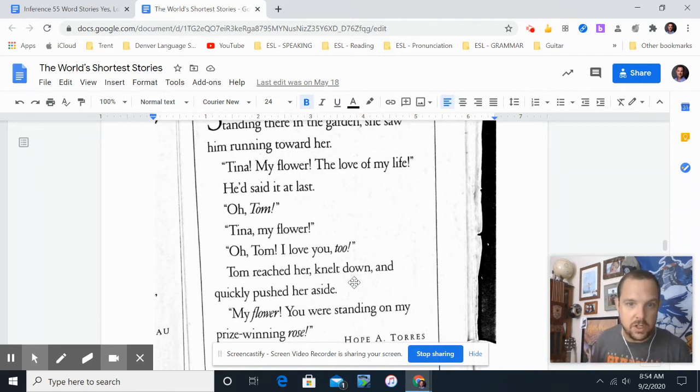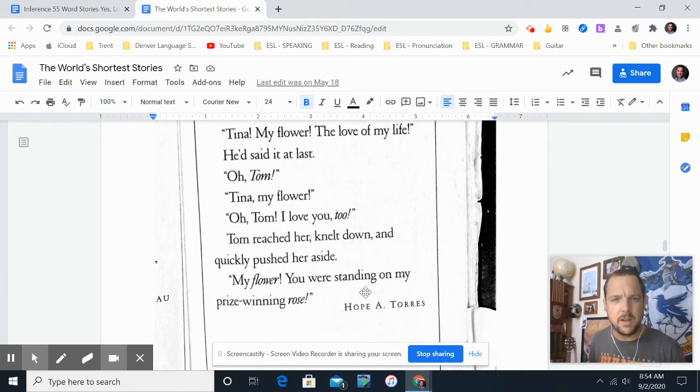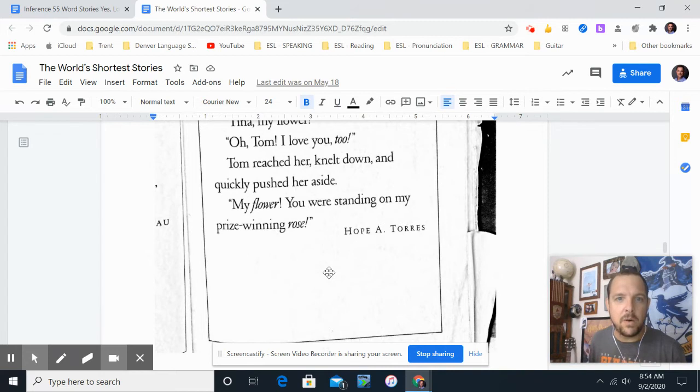And then quickly pushed her aside. This is where the plot twist starts to come. Pushed her aside. Why would he push her aside? And then, my flower, you were standing on my prize-winning rose. And there's a little plot twist there. He wasn't calling her flower, he was talking about the rose that she was standing on. And thus twisting the whole story around, because not only does he not love her, he cares about her less than a flower.